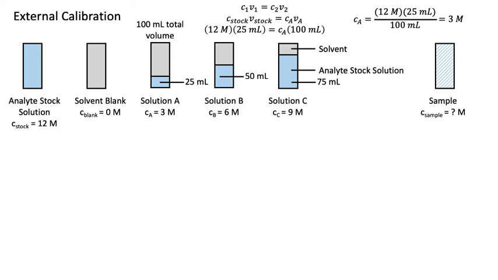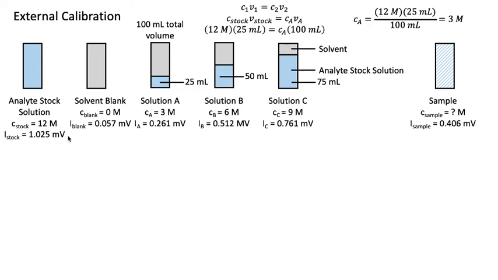All right, so from here, now we need to get some kind of data from this. The scenario I'm using here is, let's assume that our analyte is some kind of an iron cation, and we're going to do an electrochemical detection of this. So we're going to get some kind of an instrument response, represented by I, for each solution here. And because it's an electrochemical response, our units are millivolts.